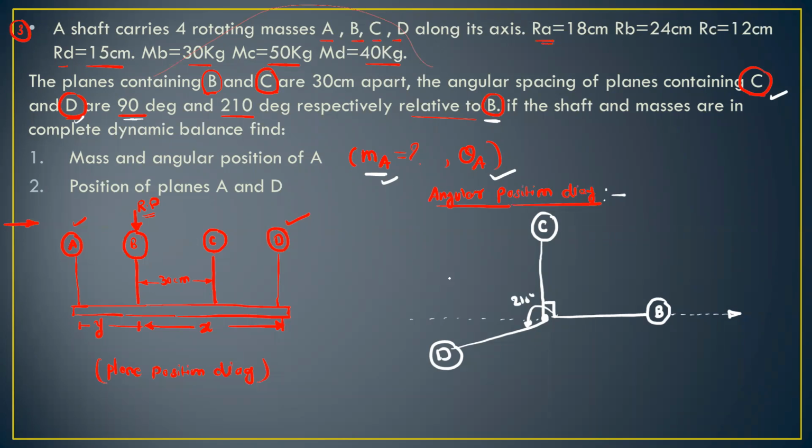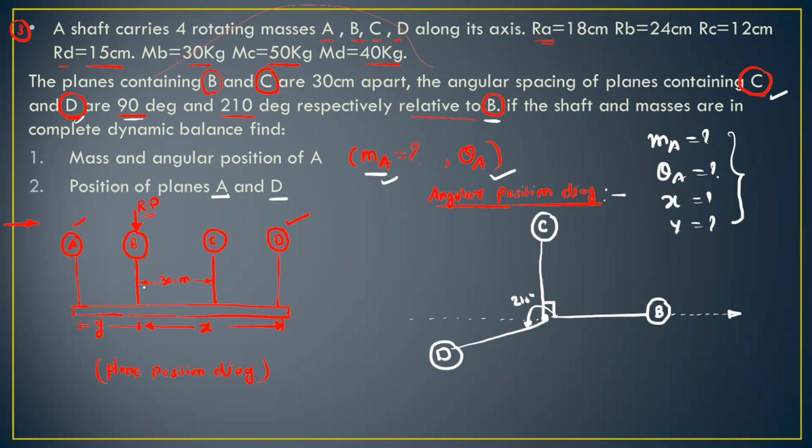So what is unknown in this problem? Mass A is unknown. Second, its angle is unknown. Then the position of plane A and D. Okay. So the distance x and distance y. So total there are 4 unknowns in the given problem. And we have to find out these values by using the graphical approach.